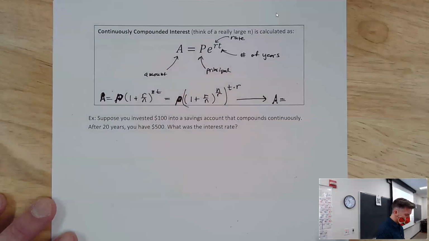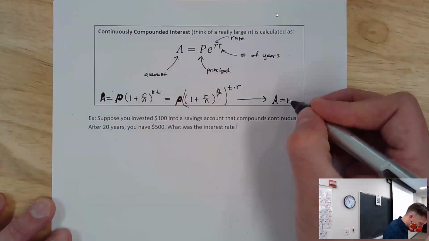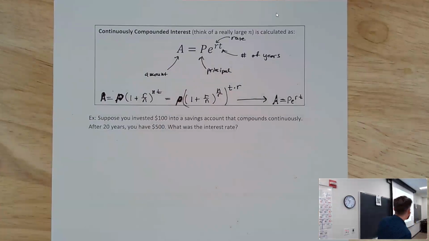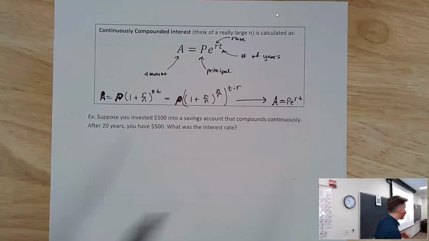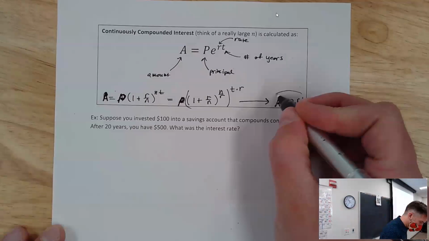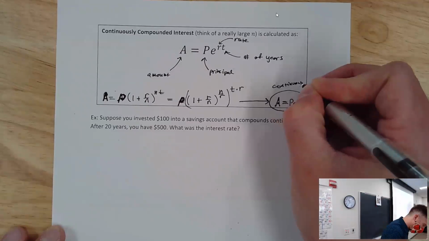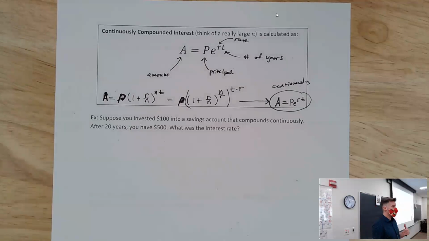So if we do that, then this becomes P times e to the rt. That's the whole idea there. Again, you don't need to worry so much about this. All we really want to take away is that if we compound it n times per year, we use the compound interest formula with the n in it. But if we're compounding continuously, we automatically jump to this formula here. That's an important formula because it also comes up when we talk about exponential growth and decay.